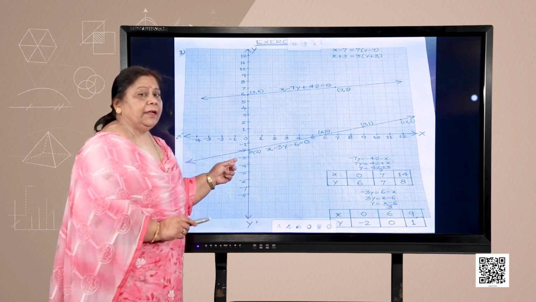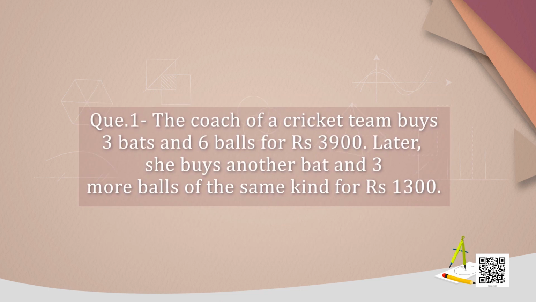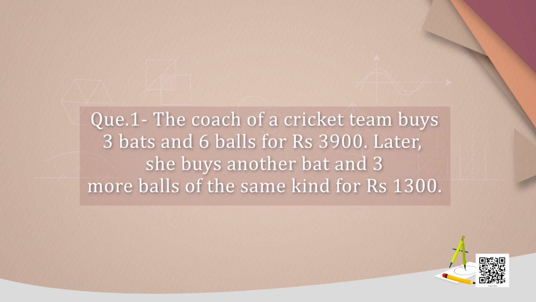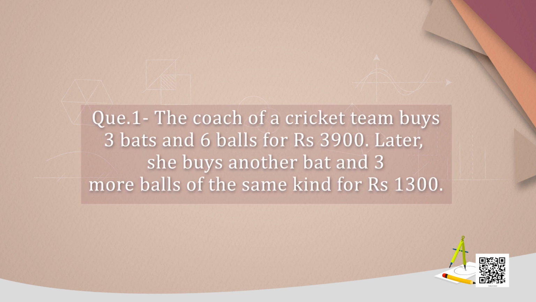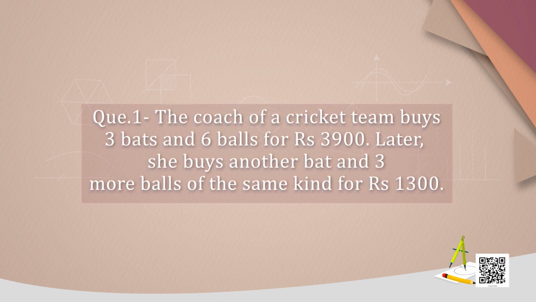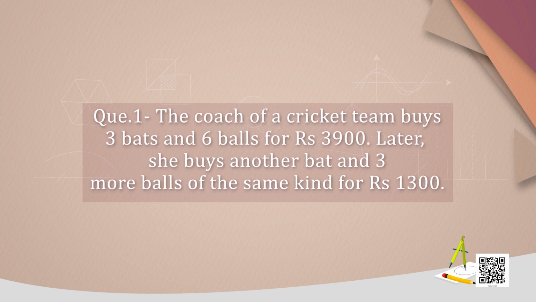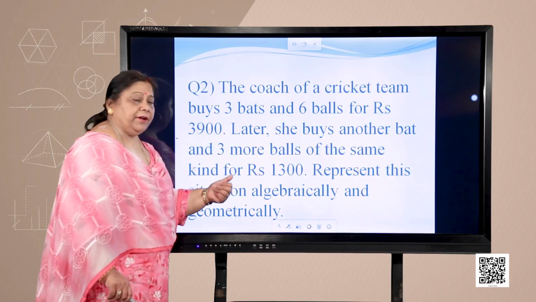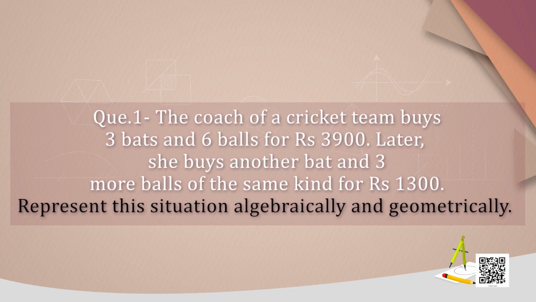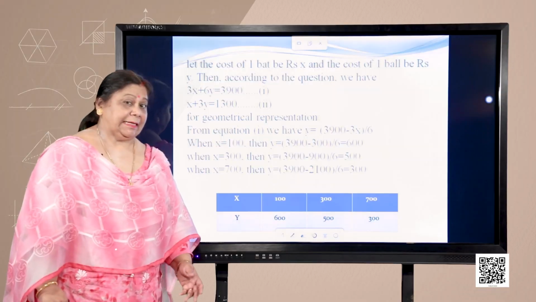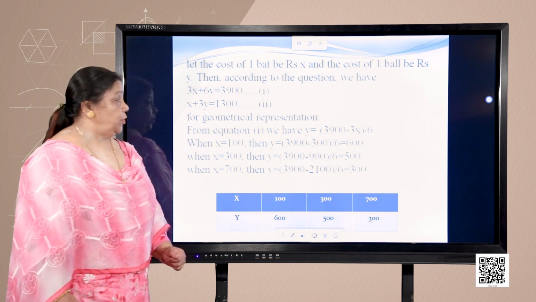Let us go to the next question. The coach of a cricket team buys 3 bats and 6 balls for rupees 3,900. Later, she buys another bat and 3 more balls of the same kind for rupees 1,300. Represent the situation algebraically and geometrically. Yes friends, let us look into the solution of this equation.